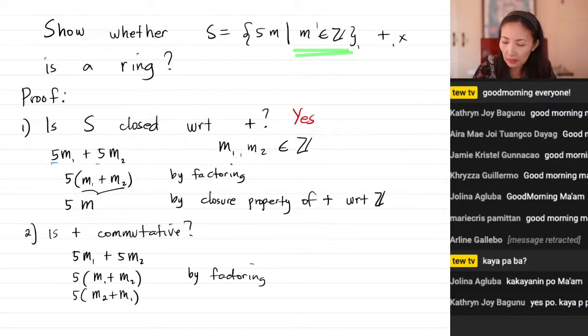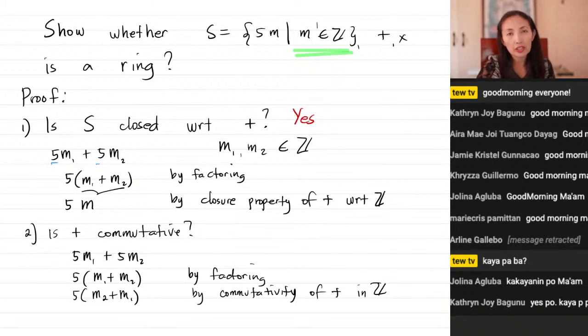What's the reason? By commutativity in Z. In the set of integers, we can change the places of numbers to be added, right? Next, finally, by distributive property, we'll have 5m2 plus 5m1. So we were able to show commutativity. Next, number 3.